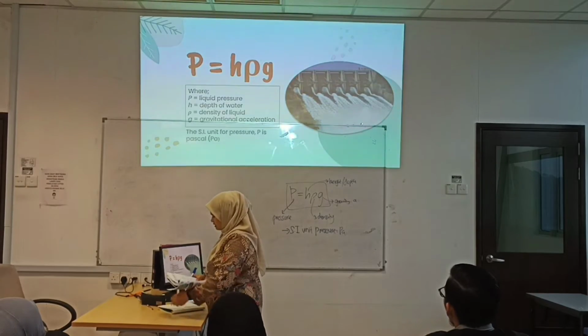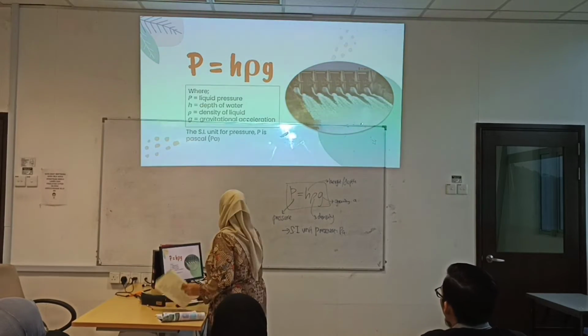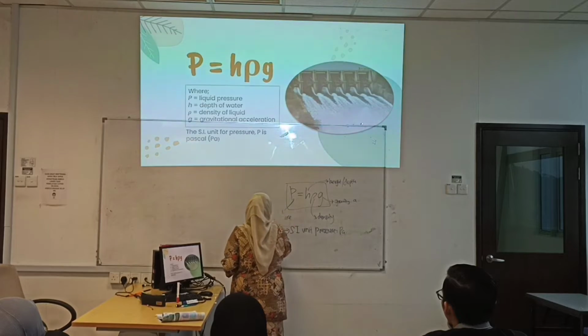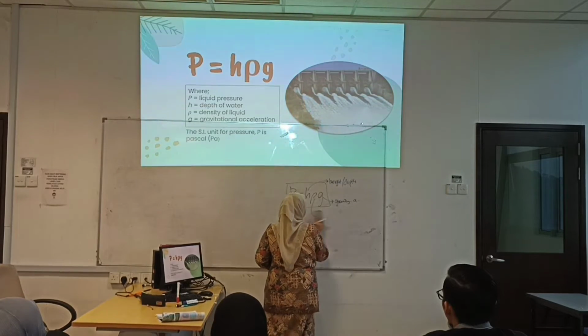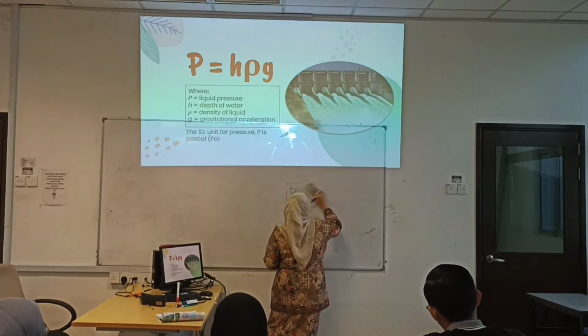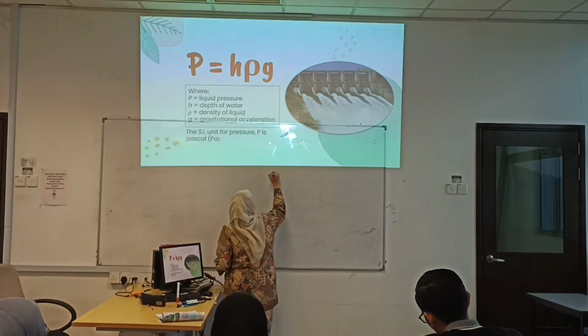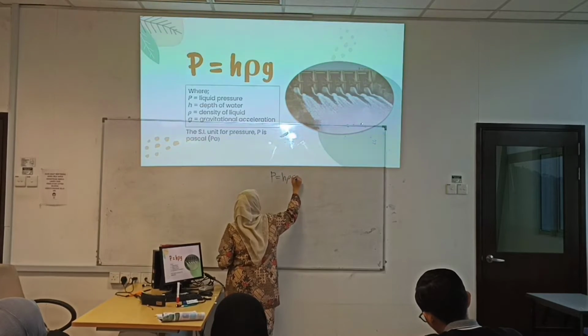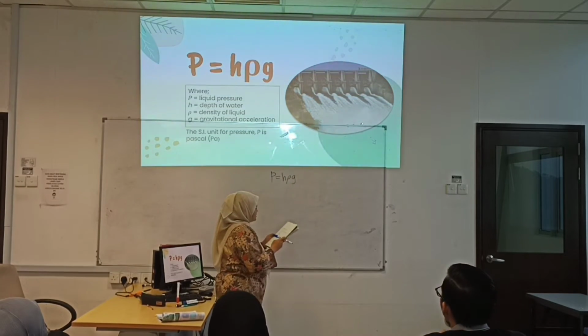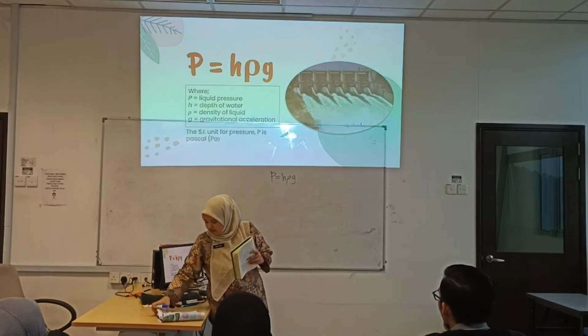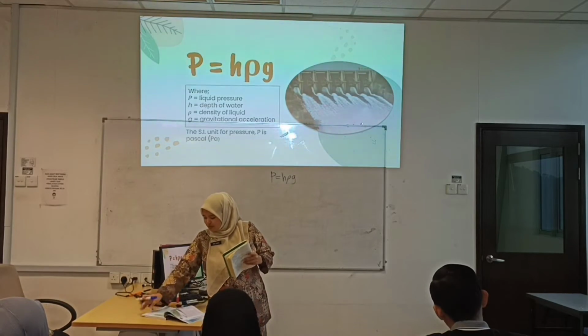So I have a simple calculation to show you using this formula. I need to write it smaller, or else it will not fit. P equals h rho g. Let's say, can you turn your textbook to page?